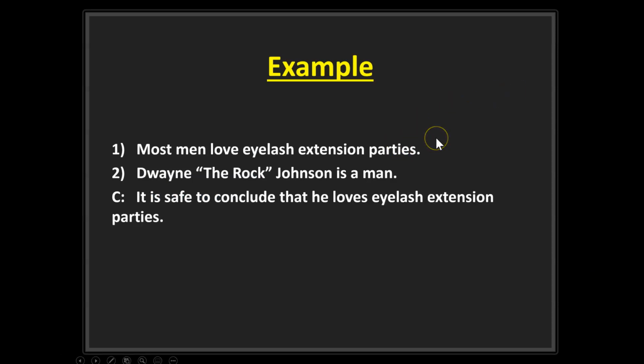Most men love eyelash extension parties, and Dwayne "The Rock" Johnson is a man, so it's safe to conclude that he loves eyelash extension parties. Assume it's true for a minute. And if these two are true, does this conclusion follow with likelihood? Is it safe to conclude that Dwayne "The Rock" Johnson would love eyelash extension parties if he's a man and most men love them?